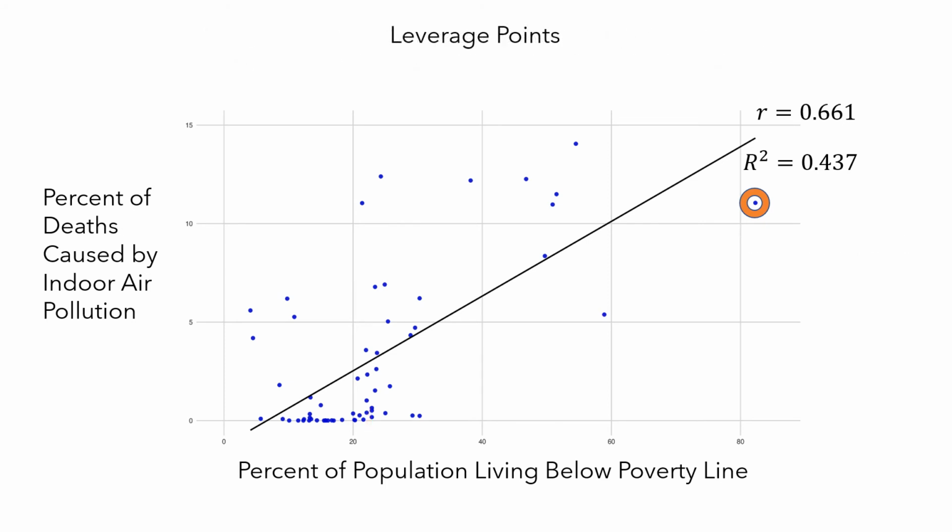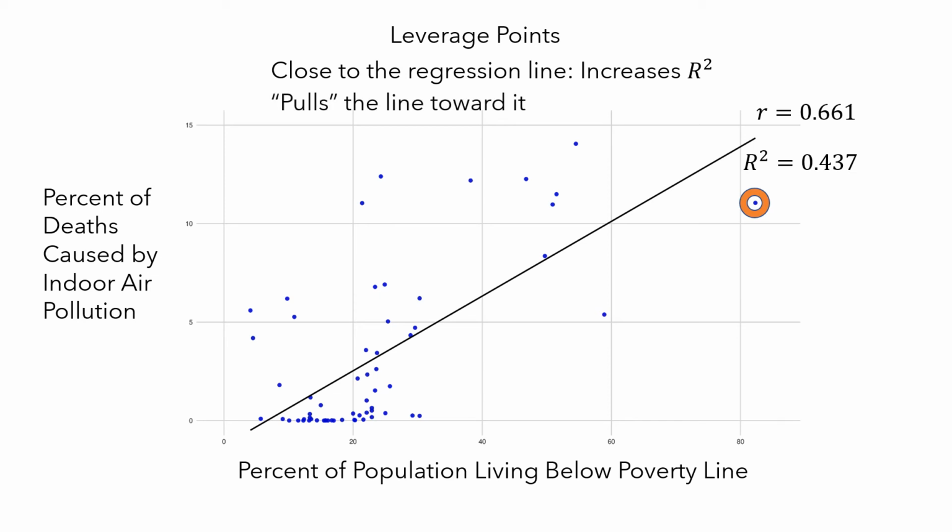If a leverage point lies close to the regression line, then it increases the value of r squared. And a leverage point will tend to pull the line toward it. For example, if we were to eliminate this point from our data, then the slope of the regression line would change noticeably, and the correlation and coefficient of determination would both decrease in value.